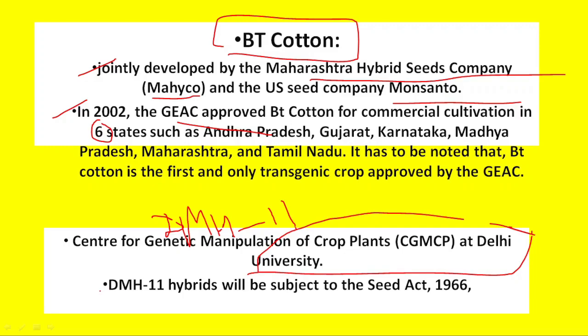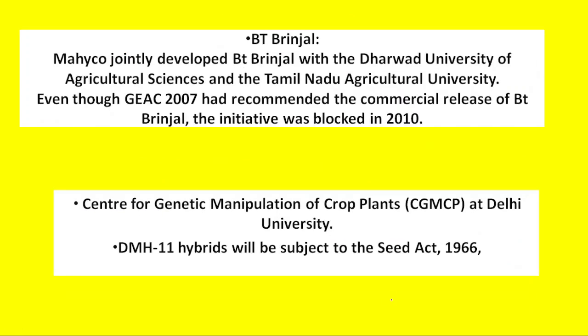Okay, and GM hybrid will be subject to the Seed Act 1966. Another GM crop in news is GT brinjal. It has been developed by Dharwad University of Agricultural Science in Tamil Nadu. Okay, and this is about BT brinjal. It has been given a nod, a go-ahead, in 2050 by GEAC, but was blocked in 2011.